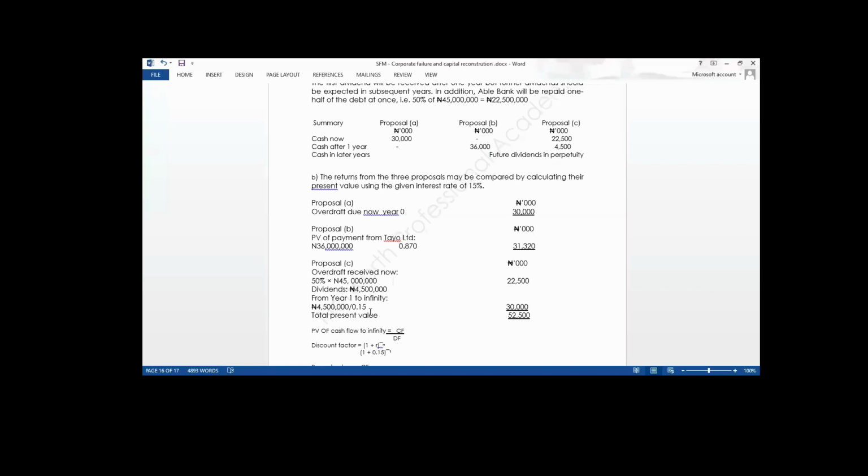The discount rate is 15%. So 4.5 million divided by 0.15. What do you have? That will give us 30 million. That means under proposal C, 22.5 million plus 30 million, the cash flow of dividend from year 1 to infinity. Under proposal C, the total present value is 52.5 million.